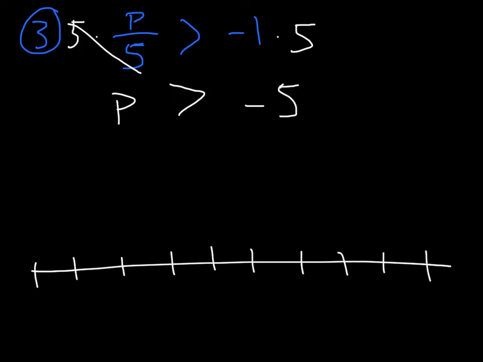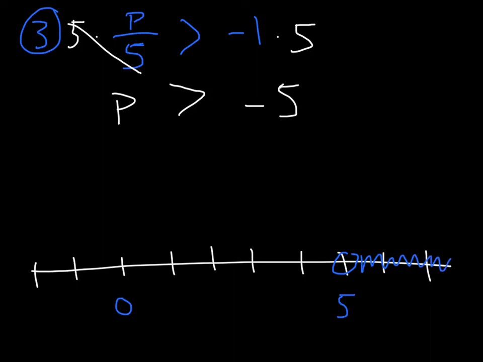On my number line, if I make this 0, negative 5 would be out here. It's not equal to, it's just greater than, so it's an open circle. And again, greater than is to the right, so I'm going to shade everything to the right.